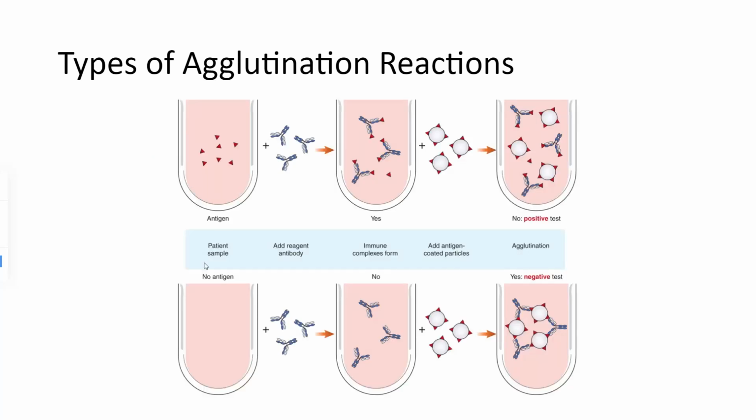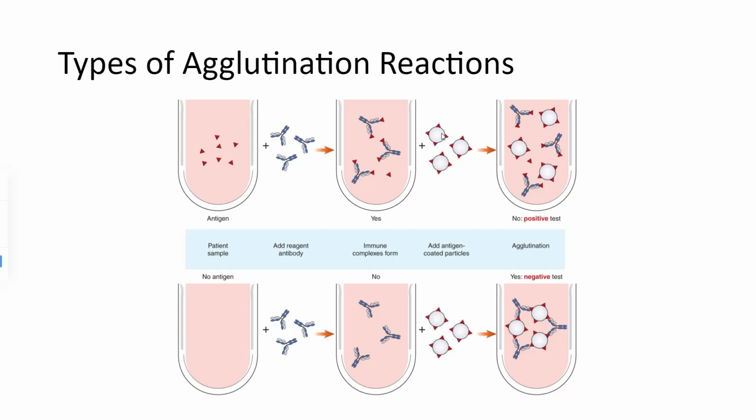So, in your patient sample, if they have the antigen, what's going to happen is you're going to add reagent antibodies. So these are known antibodies against the antigen that we're detecting. So if they have the antigen, it's now going to combine with the antibody. If they don't have the antigen, the antibody is going to be free and not have anything attached to it. So immune complexes form up here, but they don't form down here.